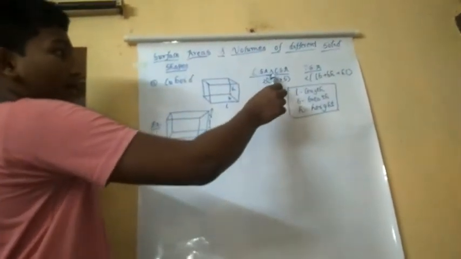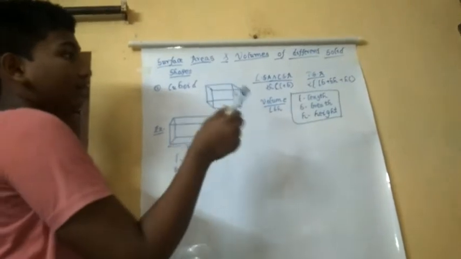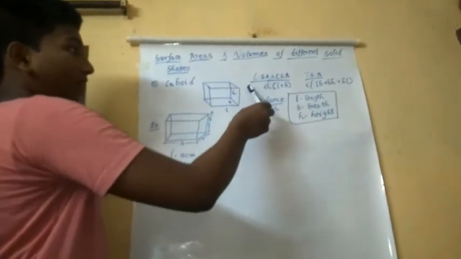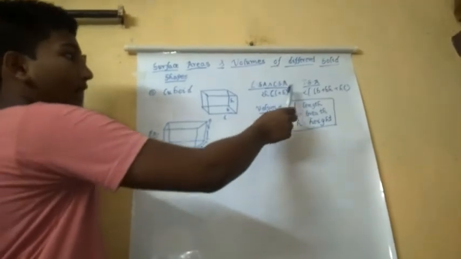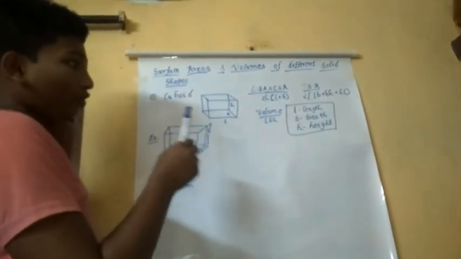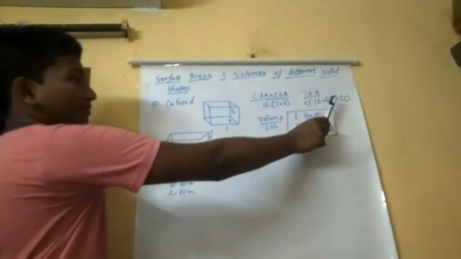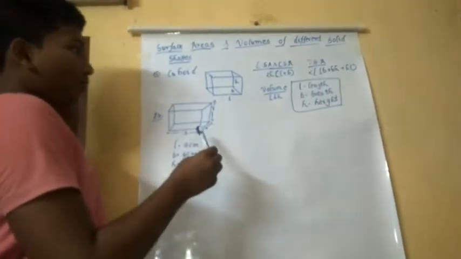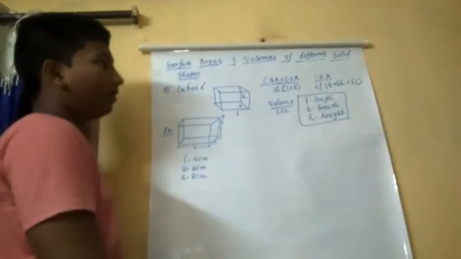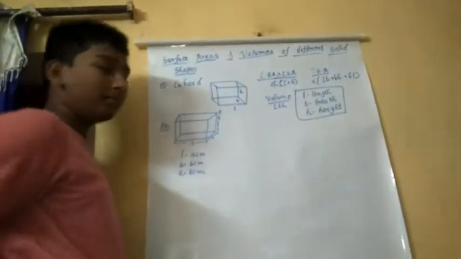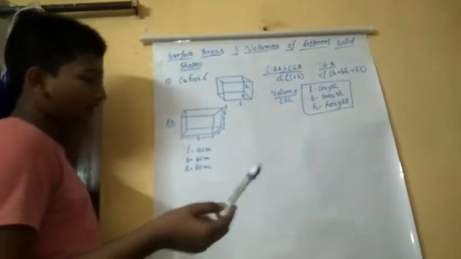LSA, lateral surface area, and CSA, curved surface area. The formula for a cuboid is 2h into (L plus B). The total surface area formula for a cuboid is 2 into (LB plus BH plus HL). And the volume formula is LBH. Multiplying these three values we get the volume. And here are the three symbols for length, breadth and height.